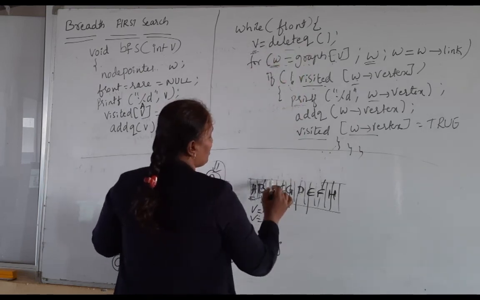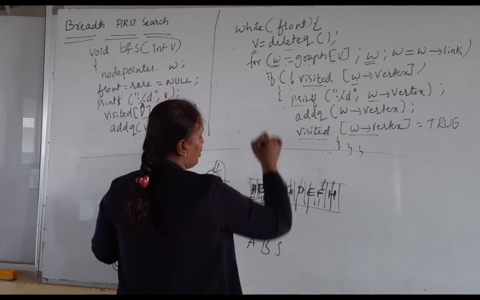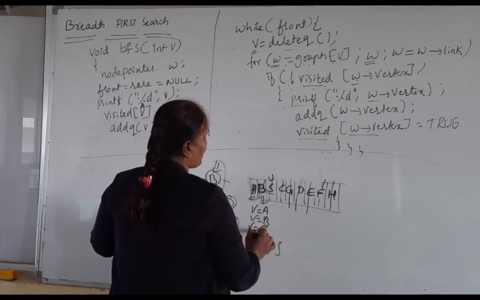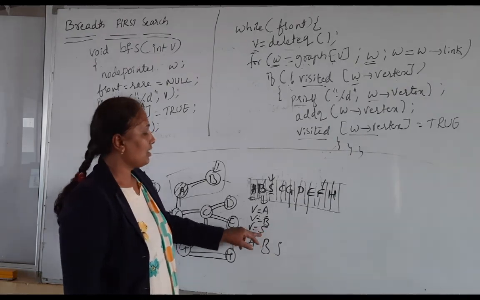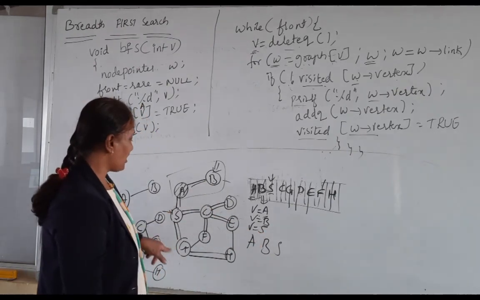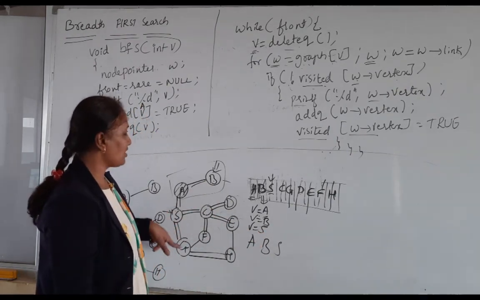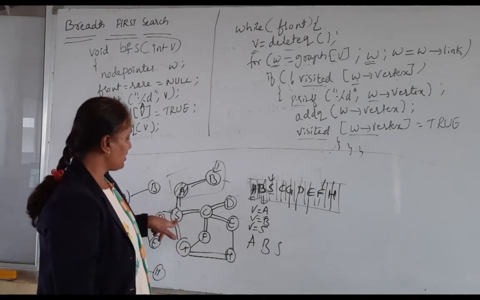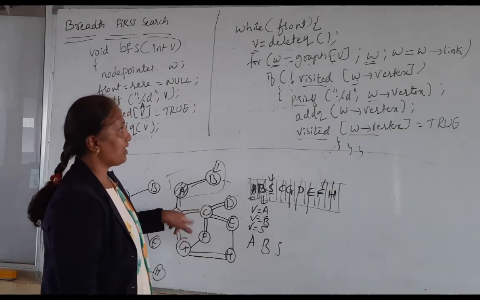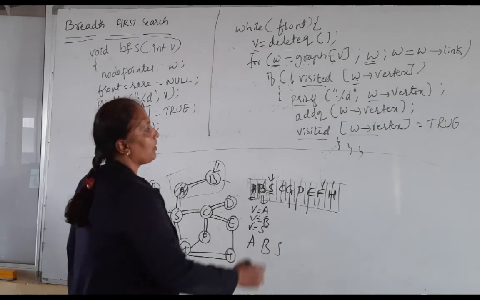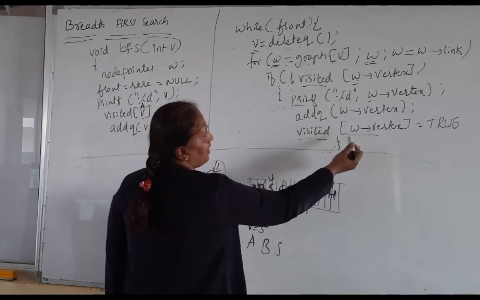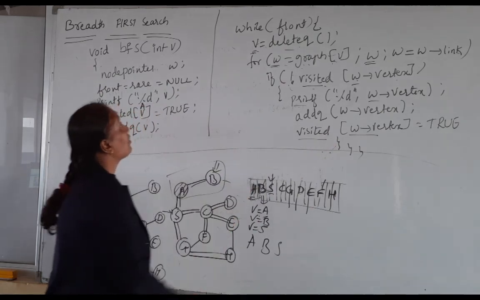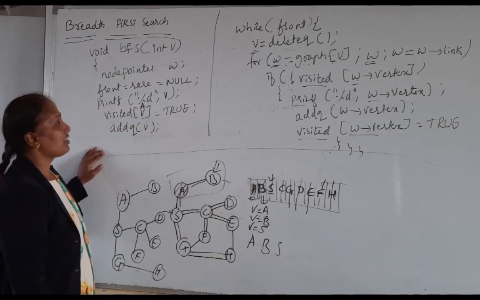Next you are going to check the front of the queue. So what is the front of the queue? Yes, you are going to delete that and assign it to V. So what is the V value? We are going to consider the graph of S, the connected vertices of S. Then you are going to visit each of the unvisited vertices step by step, marking them as visited. So this is the function written for this BFS.